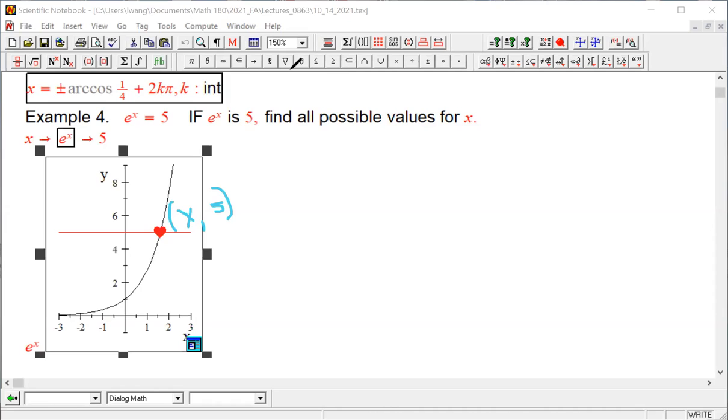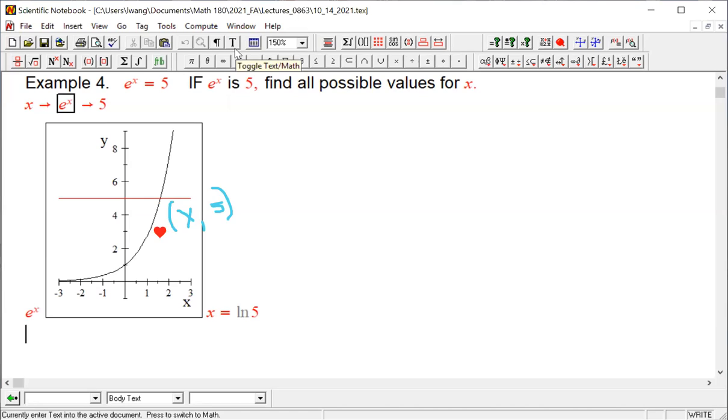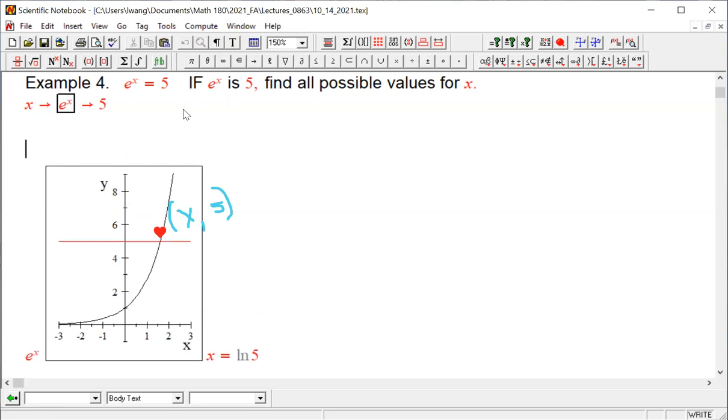Right? And of course, you use the definition. What will be that input? The input equals ln 5. Right? The input is ln 5. Okay. Do you guys see that narrative?